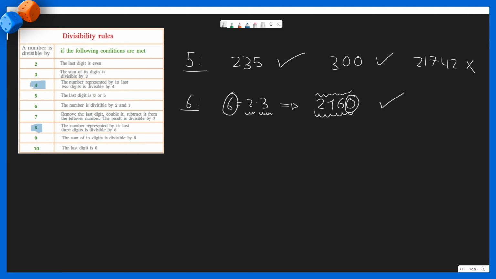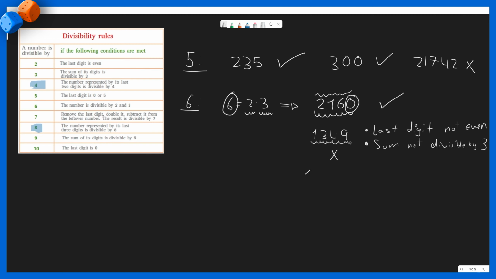However, if we take for example 1349, the last digit is not an even number, and also the sum of all the digits is not divisible by 3. So 1349 is not divisible by 6.